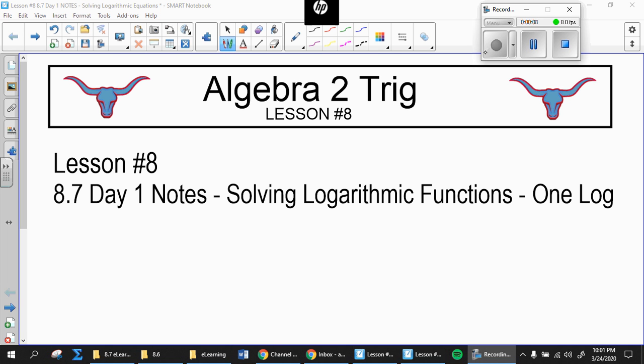We're going to start talking about solving logarithmic functions today. So we've been solving exponential functions. Now we're going to start looking at solving log functions. Today we're just going to look at solving when they have one log in them. We will move on and talk about when there are multiple logs or logs on both sides of the equation. But for today, it's just one log.